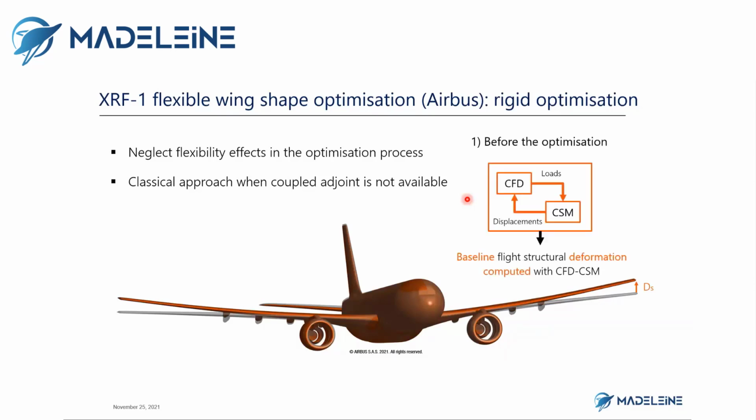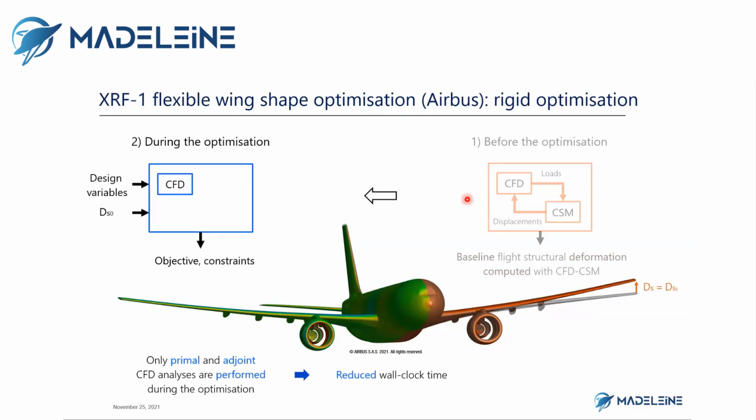To clarify, before the optimization, we compute the real point-dependent flight shapes using coupled CFD-CSM analysis. That's the orange shape here. Then during the optimization, we no longer recompute the structural feedback. We therefore only perform primal and adjoint CFD analysis to compute the functions of the problem and the gradients. This has a side effect of reducing the workload time, but obviously it's not as accurate because we are lacking the consistency for the structural feedback.